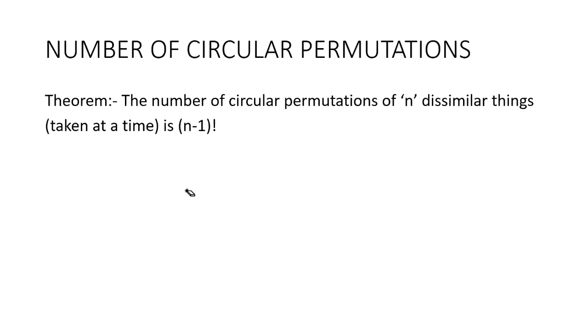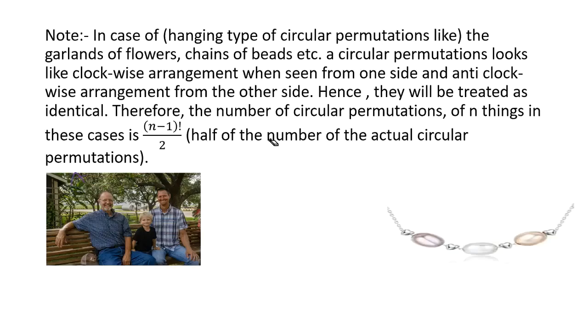And then we have defined circular permutations. The number of circular permutations of n distinct objects taken all at a time is going to be (n minus 1) factorial. In these circular permutations, there is a special exception, that is hanging models. In the case of hanging models like a garland of flowers or a chain of beads, clockwise and anti-clockwise permutations are treated as a single permutation. Therefore, the number of permutations is going to be (n minus 1) factorial upon 2.